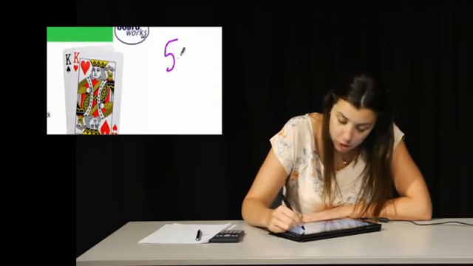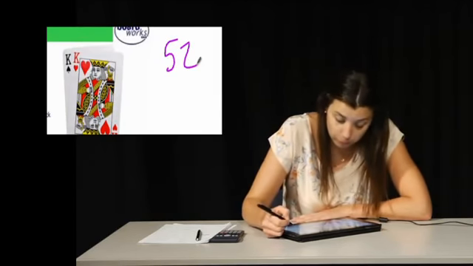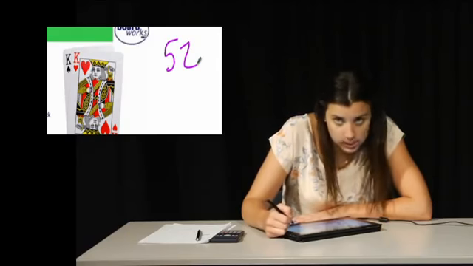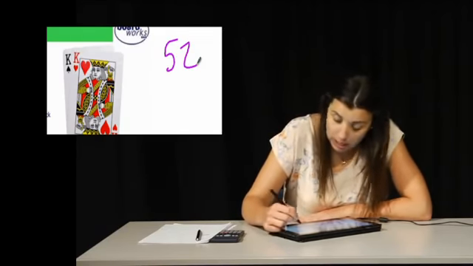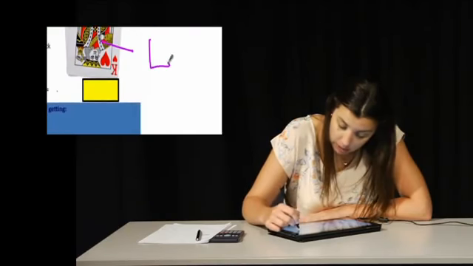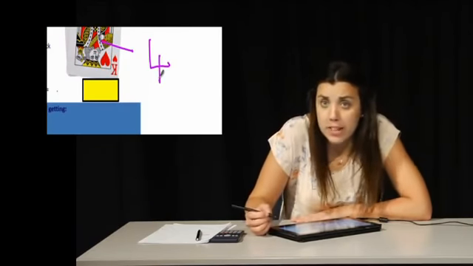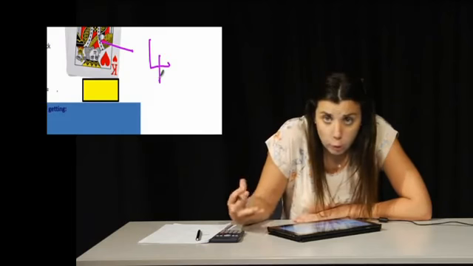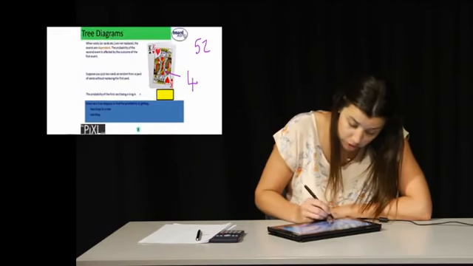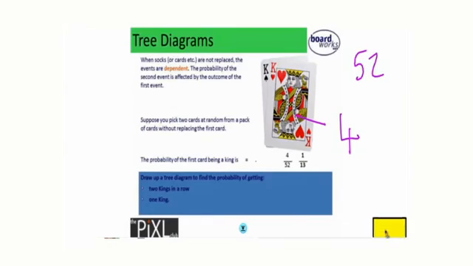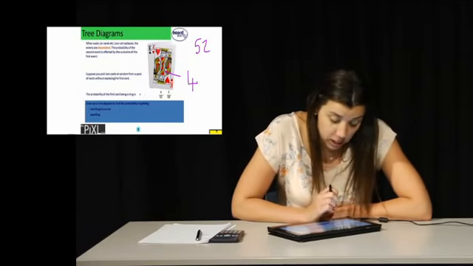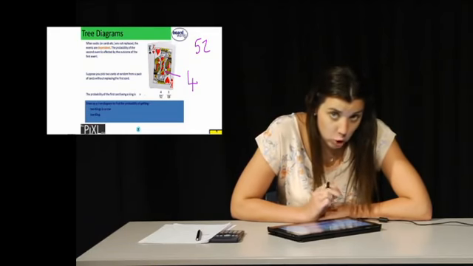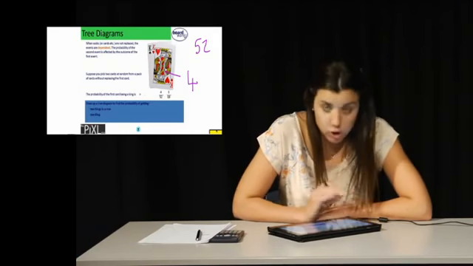In cards, there are 52 cards altogether. That's the total. And we're looking at this question about the probability of it being a king. There are 4 kings. So kings, there are 4. So the probability of getting a king is how many kings? 4 over the total, which is just 4 over 52, which is the same as 1 over 13. You need to draw up a tree diagram to find the probability of getting 2 kings in a row and just 1 king.